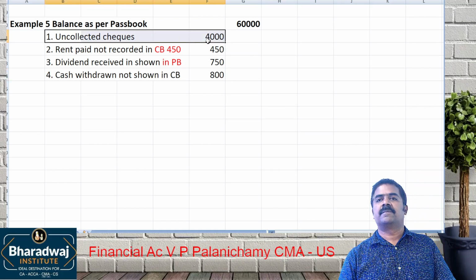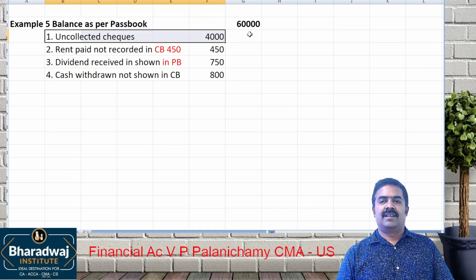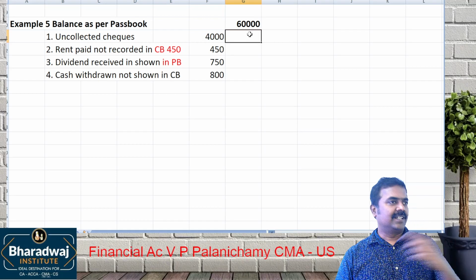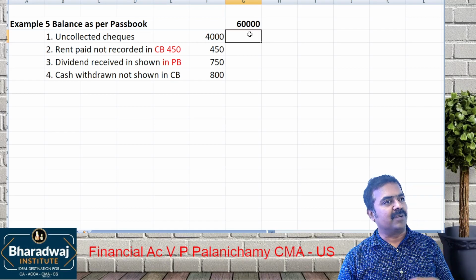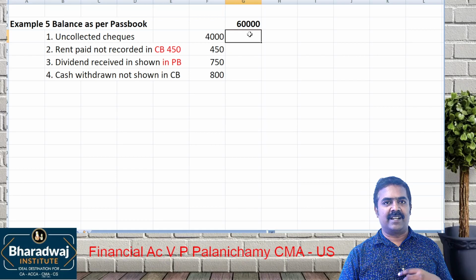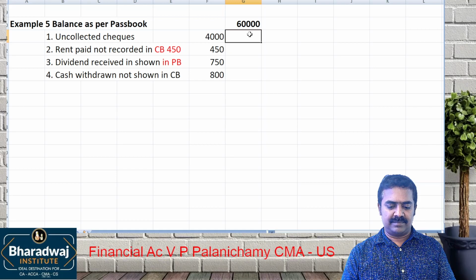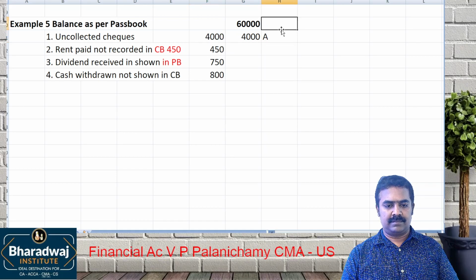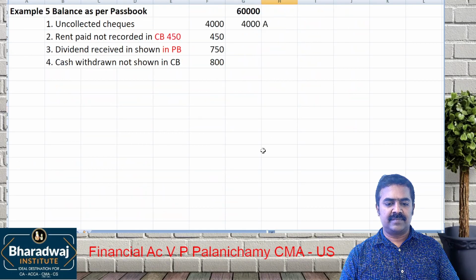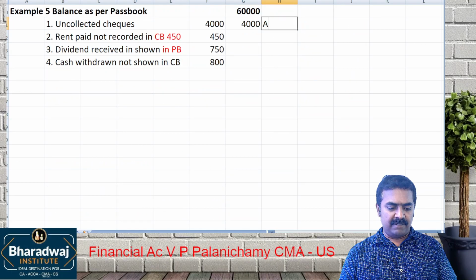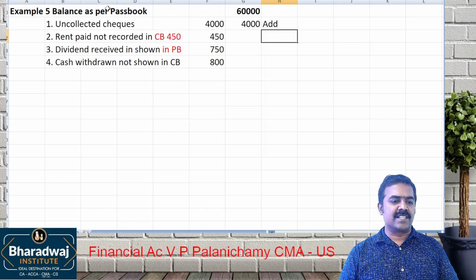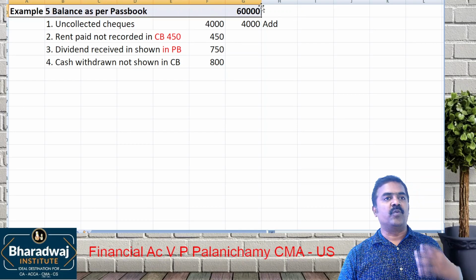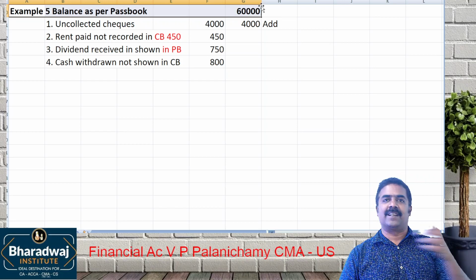Uncollected checks. Customer, while depositing the money, what would you have done? We would have added. Who are we now? Banker. Let us also add it. Why are we adding? We are doing balance as per which one? Passbook. We are banker. According to the customer we adjust, and we will get his balance.